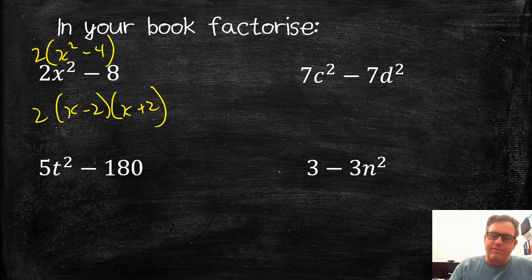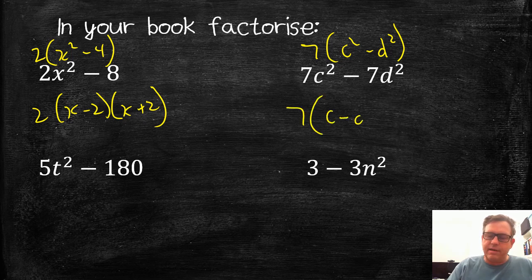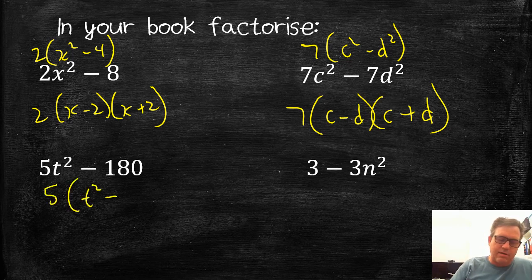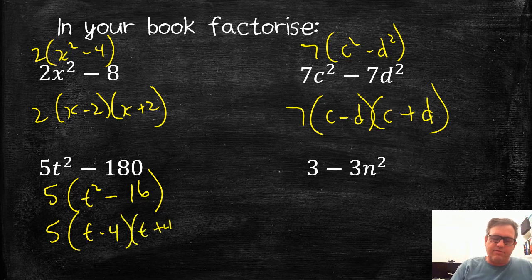This next one, they both have a factor of 7. So this is 7 times (c squared minus d squared). So it's going to be 7 times (c minus d)(c plus d), the difference of two squares, c squared minus d squared. The next one, they both have a factor of 5. So this is 5 times (t squared minus...) so we need to work out what 180 divided by 5 is. It happens to be 36? A little hint, we know we're looking for a square. So now I have the difference of two squares. This is going to be (t minus 4) times (t plus 4).